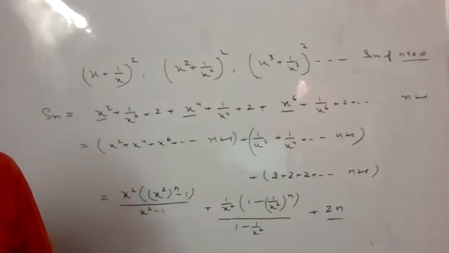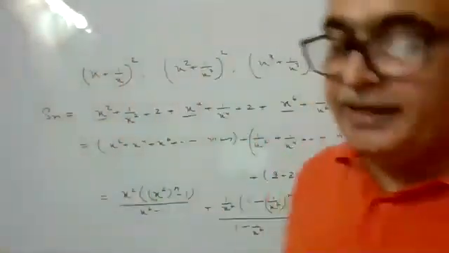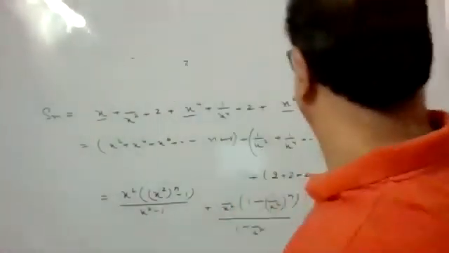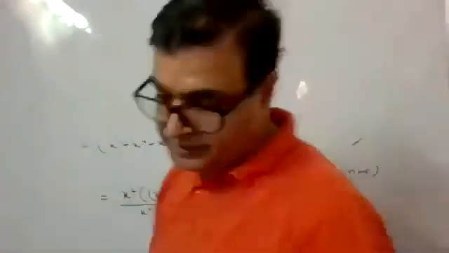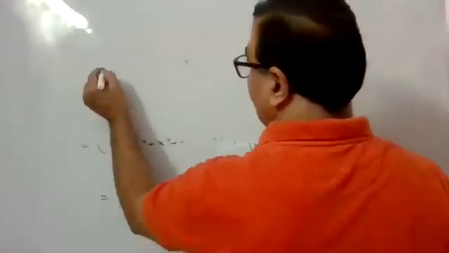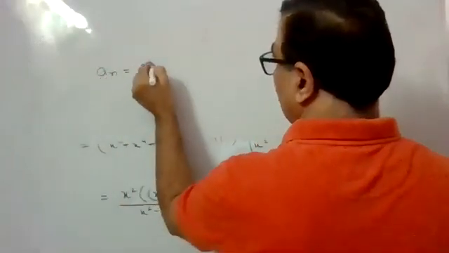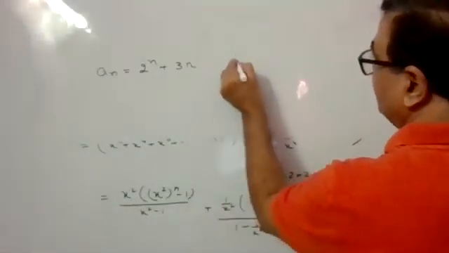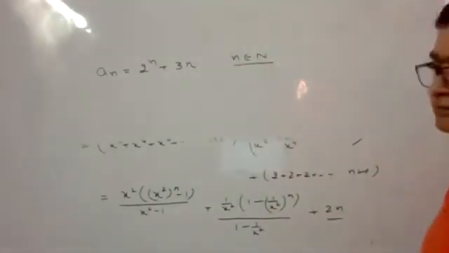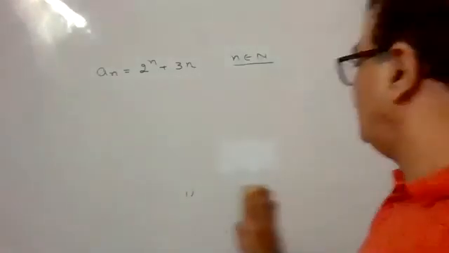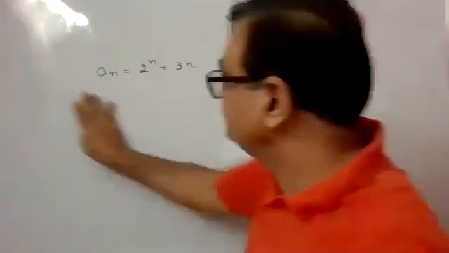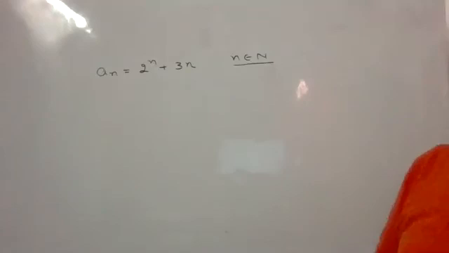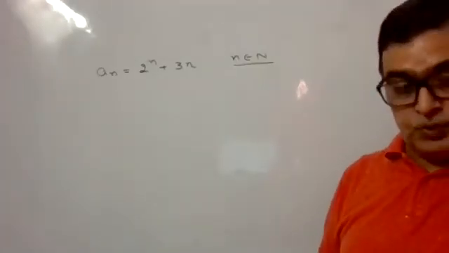Next question, please. Find the sum of n terms of a sequence where the nth term is 2 power n plus 3n, where n stands for a natural number. Find the sum of n terms of this sequence.